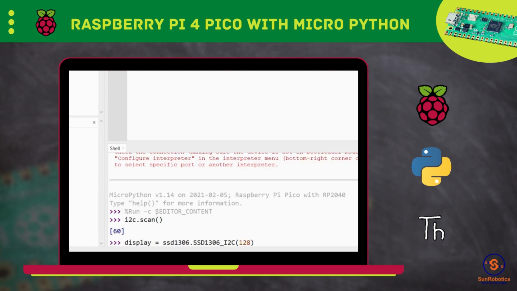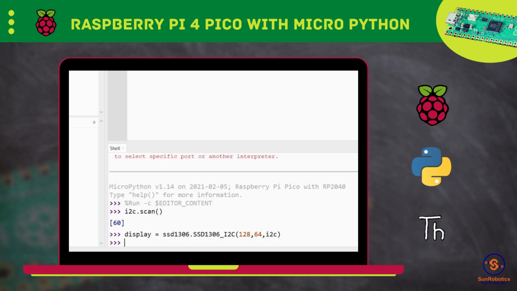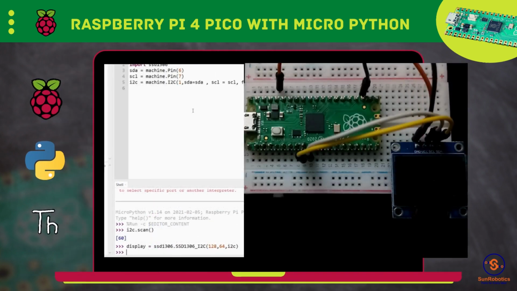Here we want to pass the parameters. The first two parameters are the size of the display. So we have 128 pixels in the x-axis and 64 in the y-axis. Then the I2C object that we already created. Let me run this. Now the display object has been created. Let's see the very important part of our program.